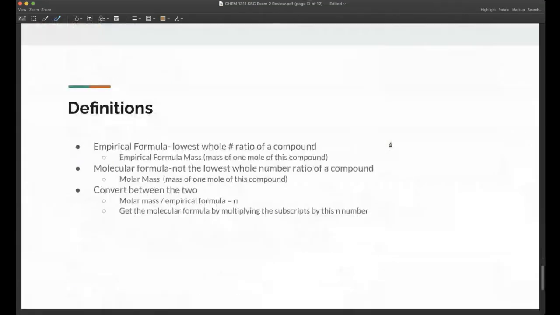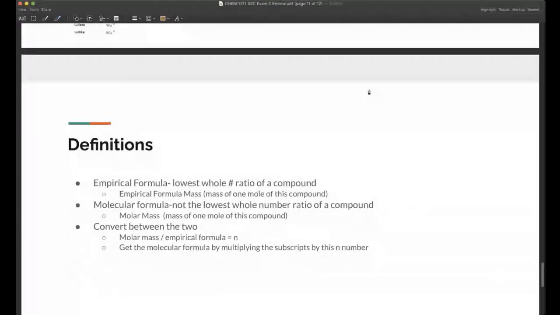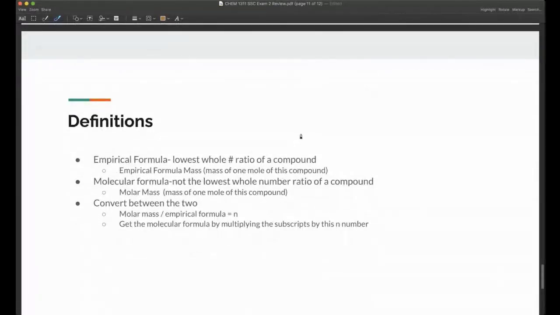Okay. So next we're going to talk about some definitions. The empirical formula is the lowest whole number ratio of a compound. So if you have something like CH2O, this is going to be called an empirical formula because you can't divide the subscripts anymore, since they're in the whole number ratio.